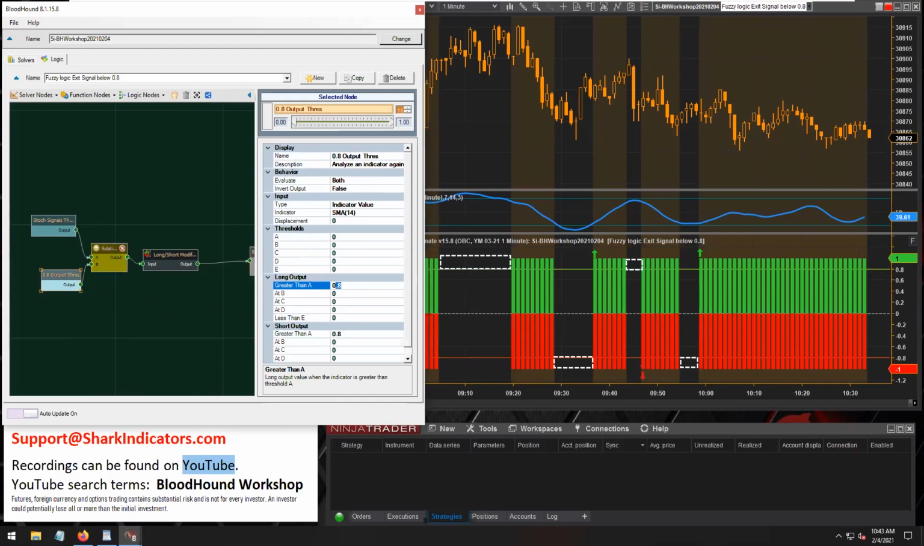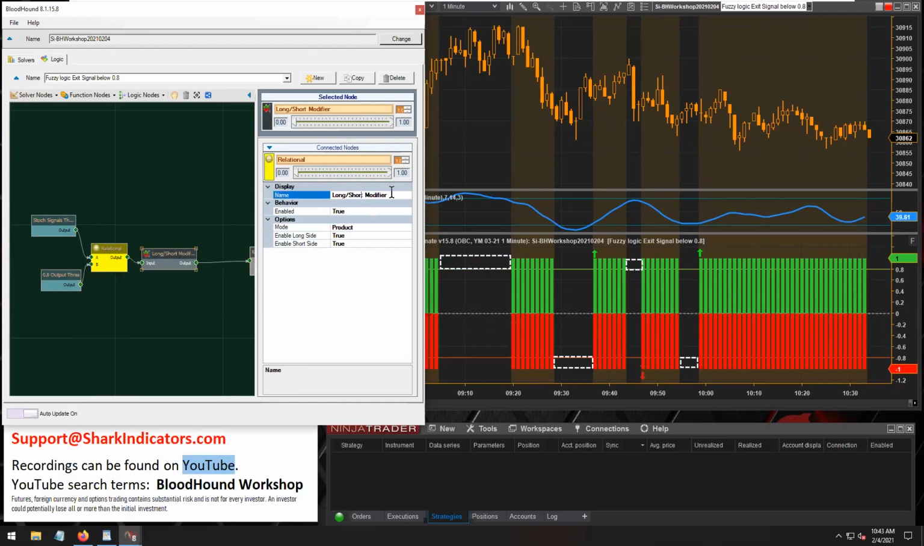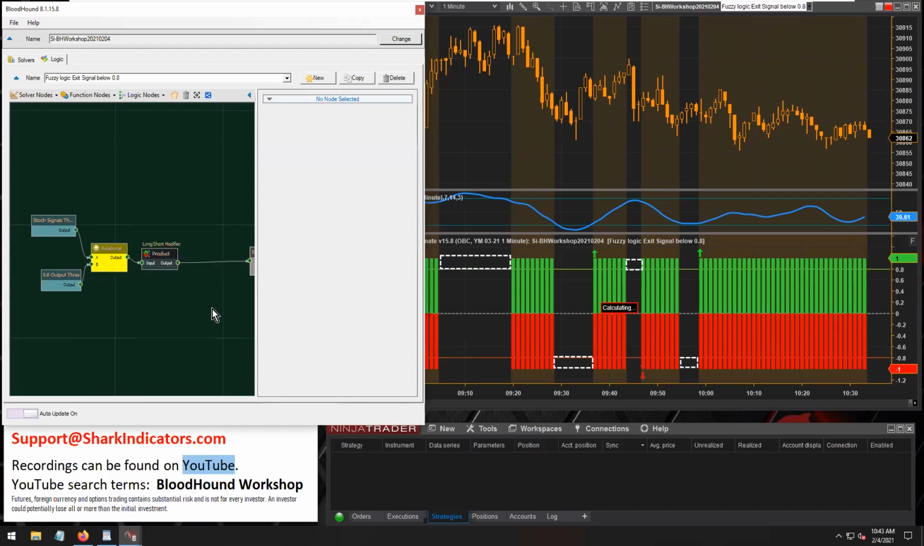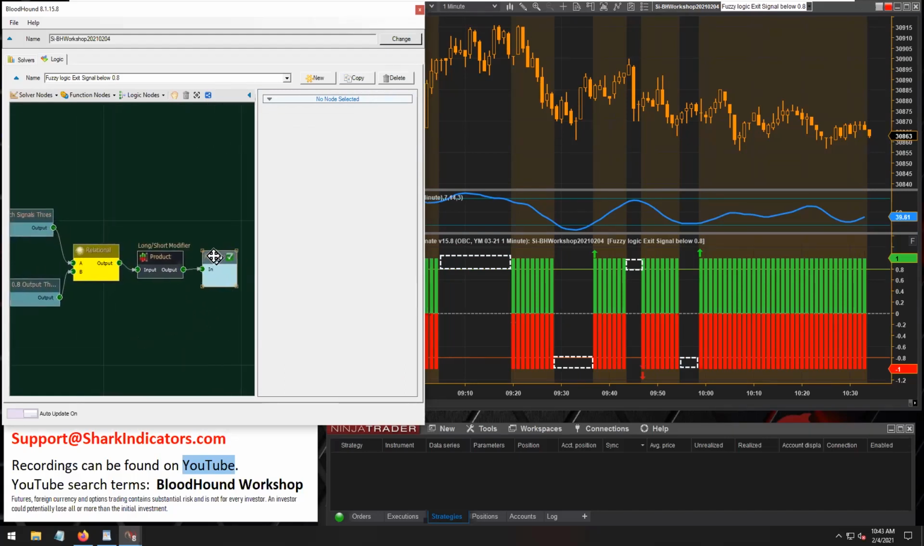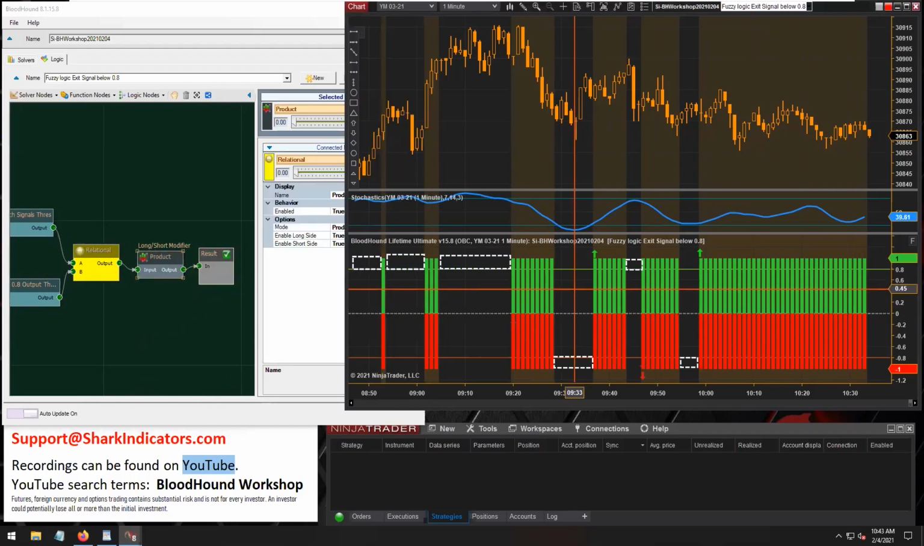And then with the relational node and the look back node, and our look back node is doing a multiplication function, right? And so why did the long short modifier here get rid of these signals here? Why did it get rid of these longs? And why did it get rid of these shorts? And, again, it got rid of these longs. So why did it get rid of that output here?